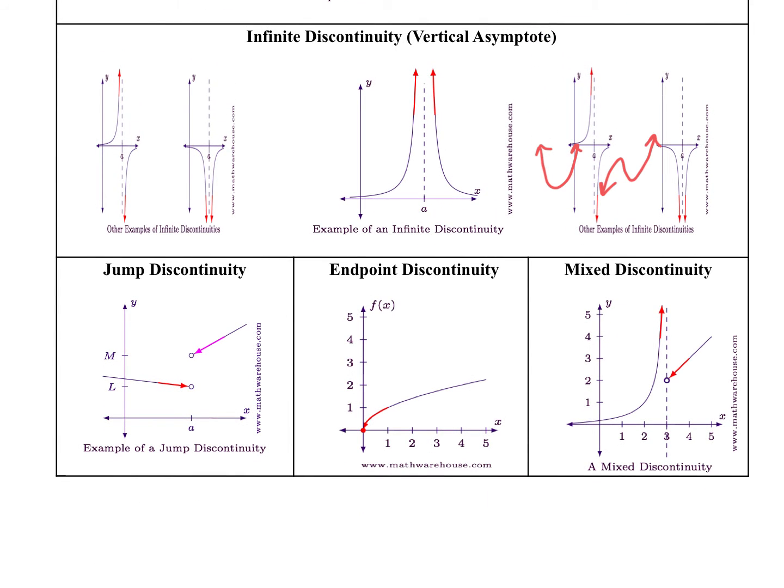Then we could also have a jump discontinuity. So I trace, trace, trace, jump up, and I continue. This is more like a piecewise function. That would be a discontinuous function. An endpoint discontinuity is at the end, the function just ends. And a mixed discontinuity is where maybe there's a hole on the vertical asymptote. This one's not as common, but these are all the types of discontinuities that you have.